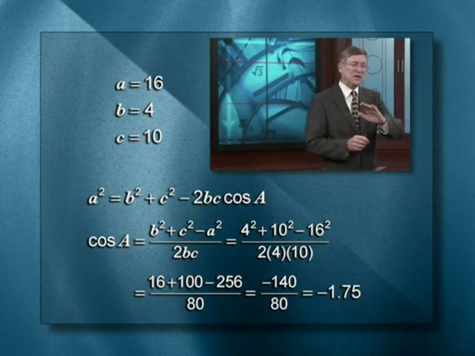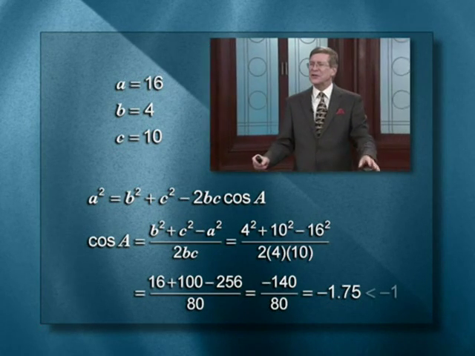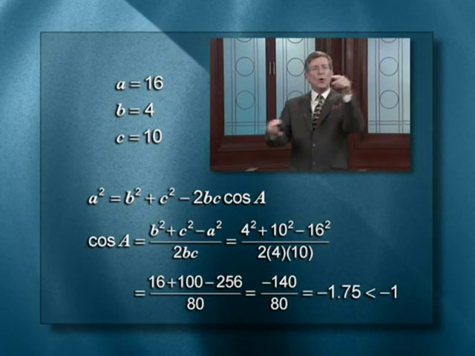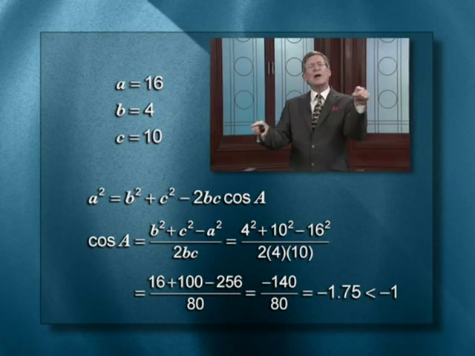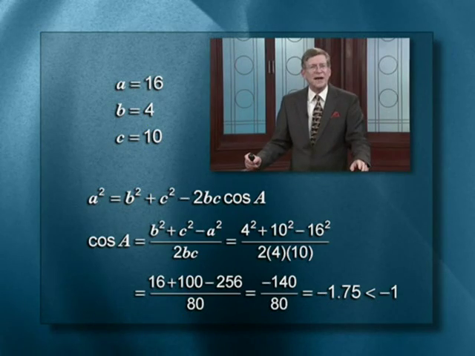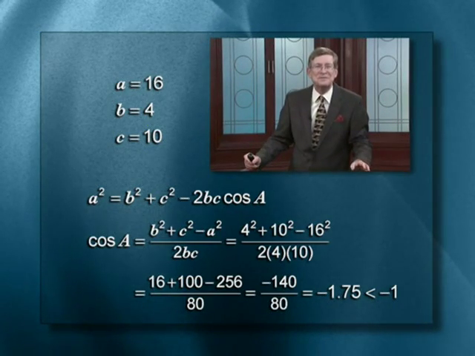Right. There is no such angle, is there? Cosine is always sandwiched between minus 1 and 1. That was the original property of cosines. This number is too far below minus 1. It's too negative. So there is no such triangle because this angle can't exist.